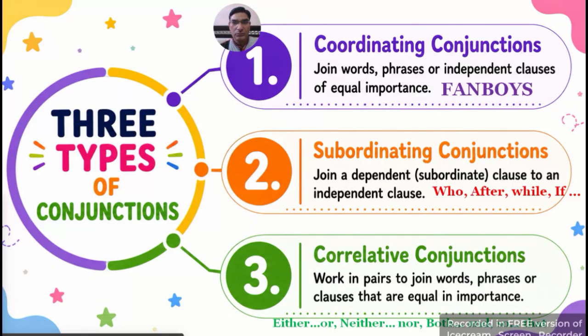Now we know that conjunctions are a very important part of speech. They work as a connector to join words, phrases, and sentences. So before we proceed to how to speak sentences using conjunctions, let's have a recap of the types of conjunctions. By and large, conjunctions can be divided into three categories. So the first category is coordinating conjunctions.